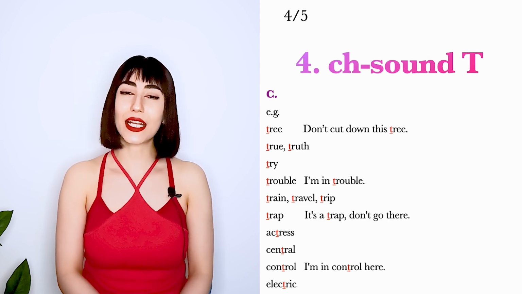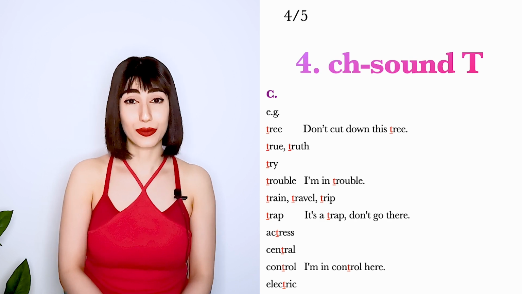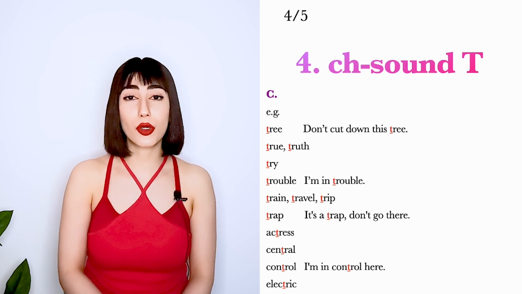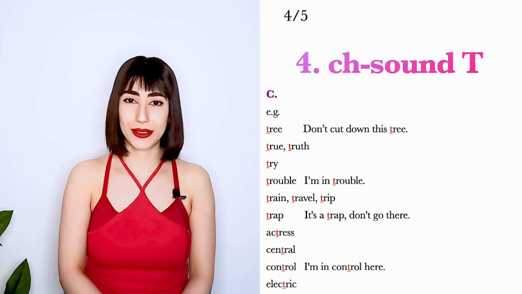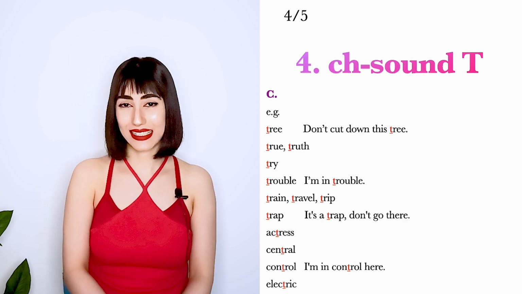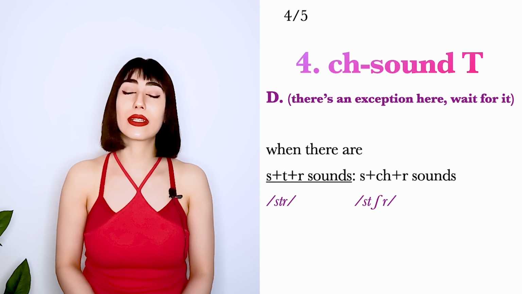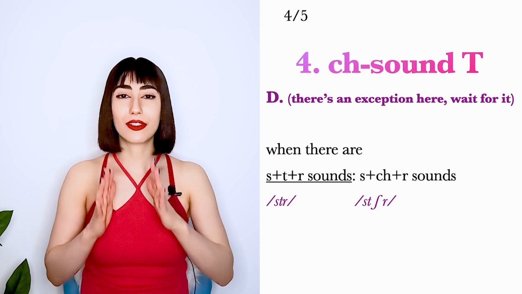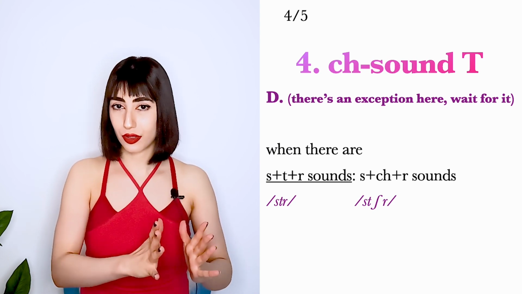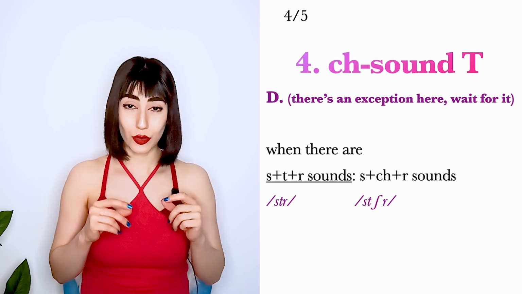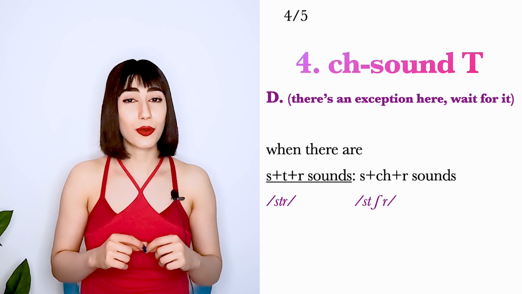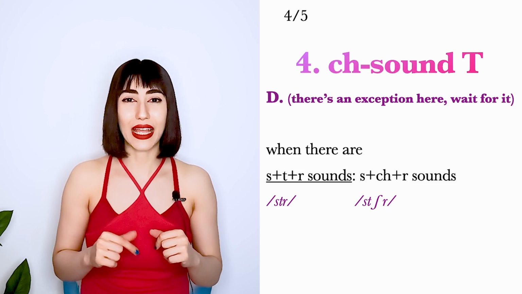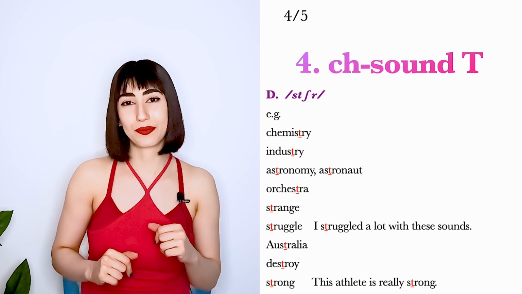Don't go there. Actress. Central. Control. I'm in control here. Electric. And this list is endless. Another situation is when there is S plus T plus R. You can have S plus Ch sounds. And you can have another option. I'll tell you after going through these words.